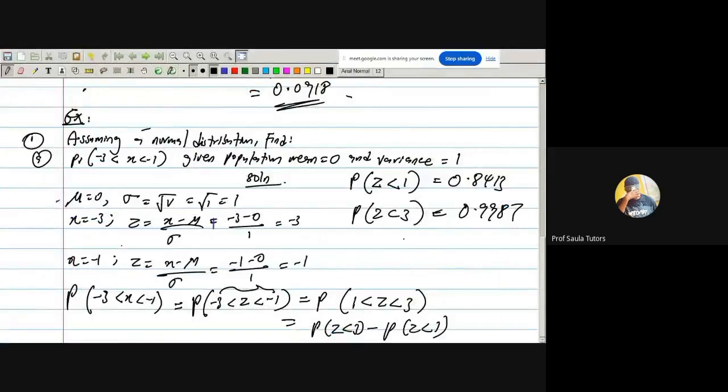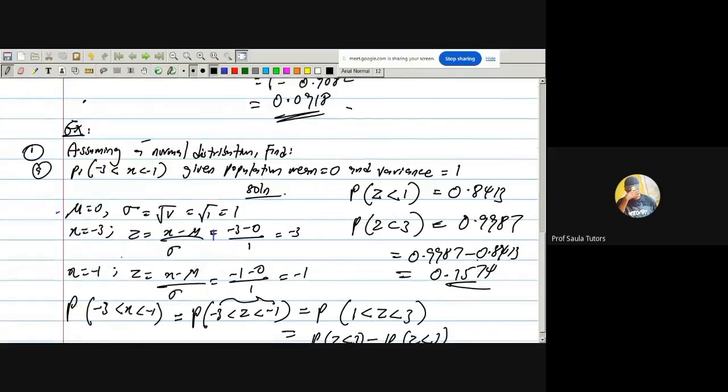So what will be our final answer? We subtract 0.9987 minus 0.8413, and that gives 0.157. Exactly, that is how it is.